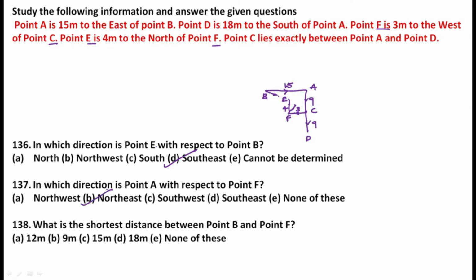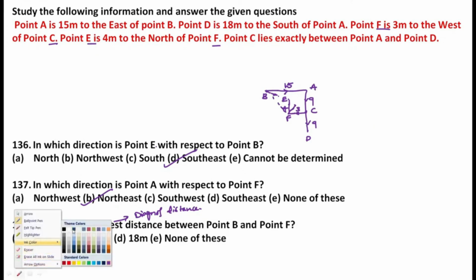Last question. What is the shortest distance? Guys, the shortest distance is always the diagonal distance. The shortest distance between B and F. You just use the Pythagoras values here. Based on the diagram, you identify from here to here. You already know this is 9, and you can subtract here, 15 minus 3.